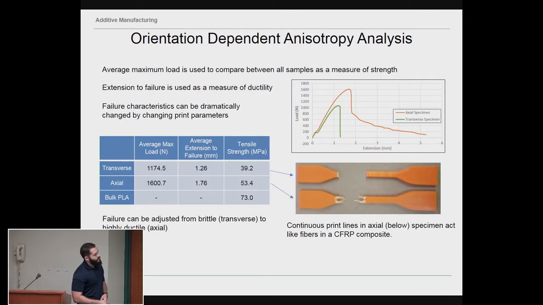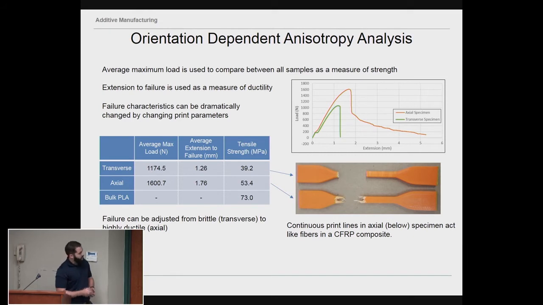So you can see the same amount of material, same parameters. The only thing that's been changed is the orientation, and you can see vastly different failure morphologies. One of them is basically brittle fracture, for the most part with little plastic yielding, while the other one has a much more ductile and plastic failure.